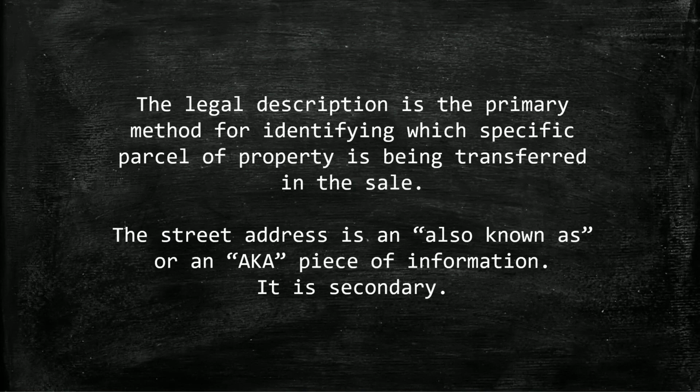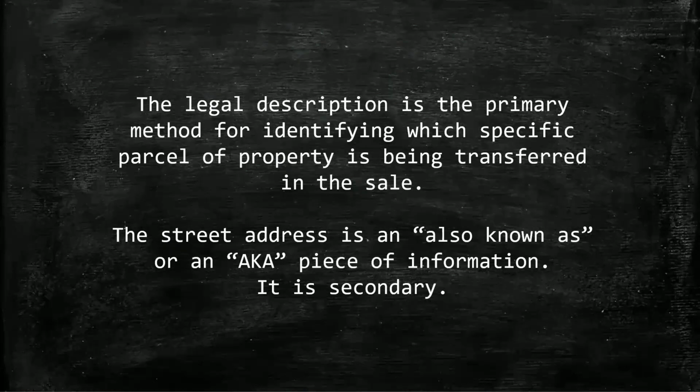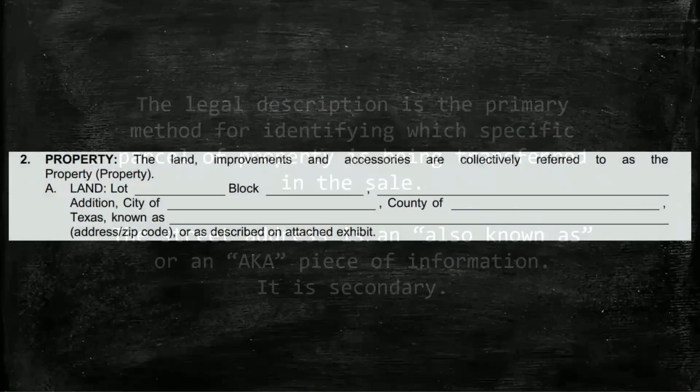You know, when you and I are trying to find a house or a plot of land, we're asking, okay, what's the address? Where do I go? But when we're selling the property for legal purposes, it's the legal description that is going to control. And so because of that, it's very important that we get the information correct on the contract. So the land, improvements, and accessories, collectively referred to as the property. Now we're going to talk about the land.